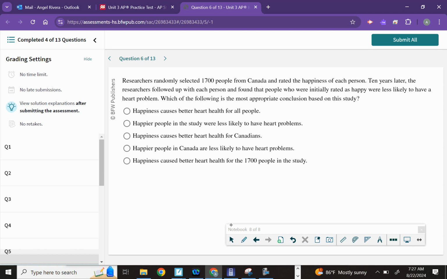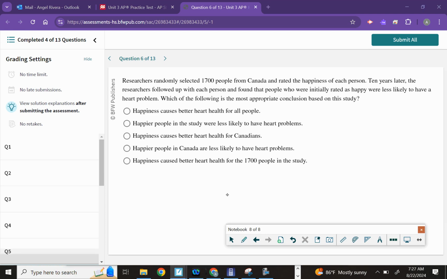Researchers randomly select 17,000 people, 1,700 people from Canada, and rated the happiness of each person. 10 years later, the researchers followed up with each person and found that people who were initially rated as happy were less likely to have a heart problem. Which of the following is the appropriate conclusion?